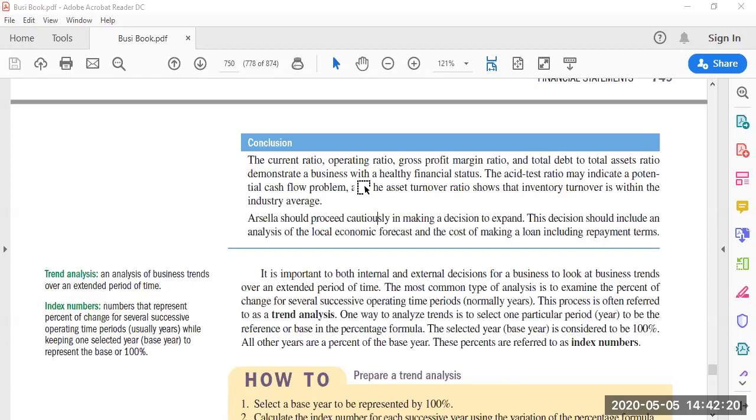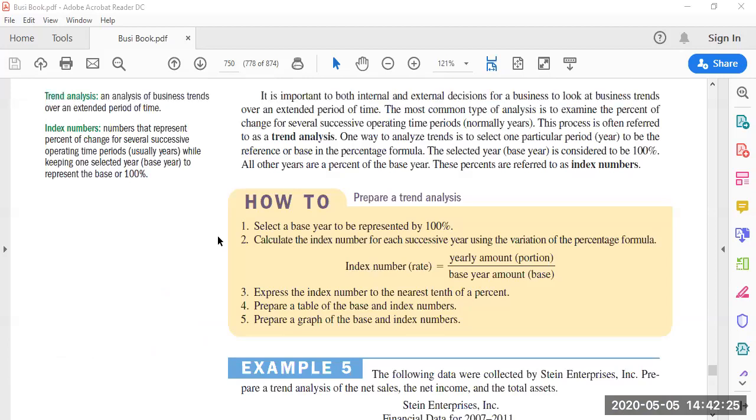So how do you go ahead and prepare a trend analysis? Well, it is 5 steps. First, you have to determine what is going to be your base year. That is always going to be your base. The base, remember, is always 100%. Then you calculate your index number by taking the yearly amount from whatever year you're looking at, and dividing that by your base year amount. That gives you the index number for that year. And you express the index numbers to the nearest tenth of a percent.